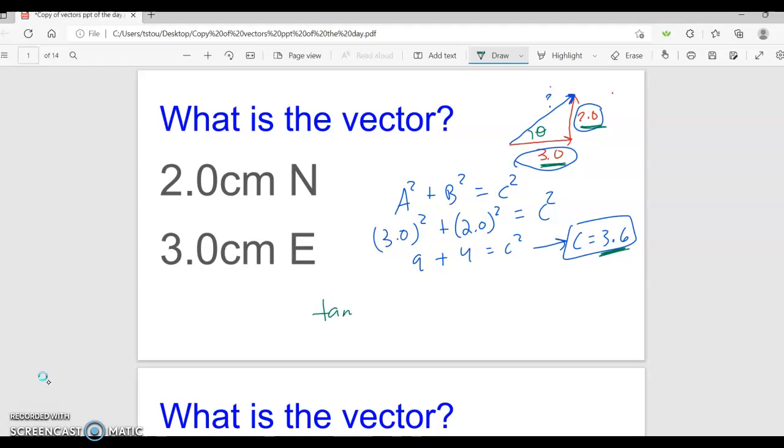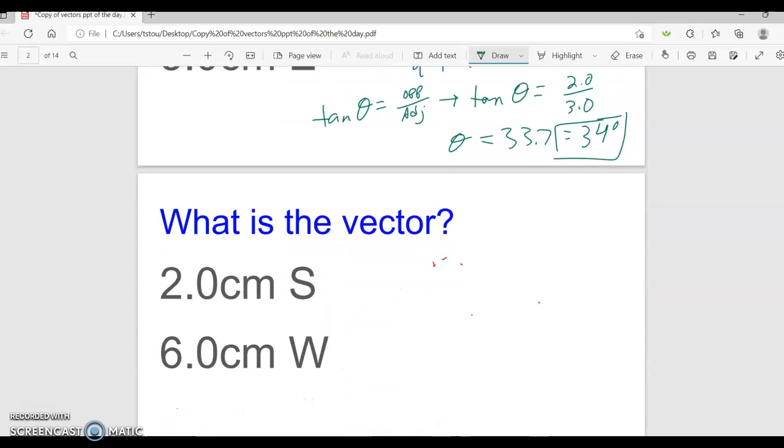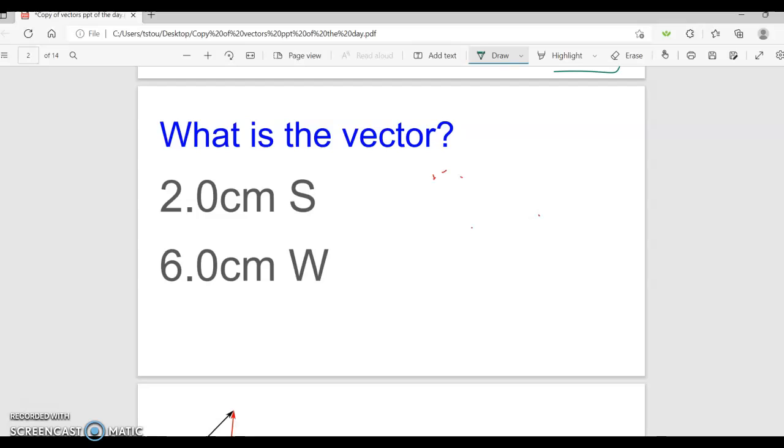So here I'm looking at the tangent of theta is equal to the opposite over the adjacent, which means tangent of theta is equal to 2 over 3. Hopefully you can use your calculator to get your angle here. It's 33.7, or I'm going to round to 34 degrees. Make sure your calculator is in degrees and not radians. There we go.